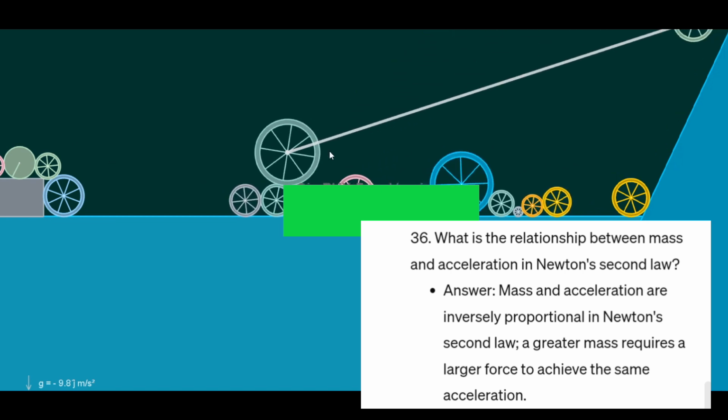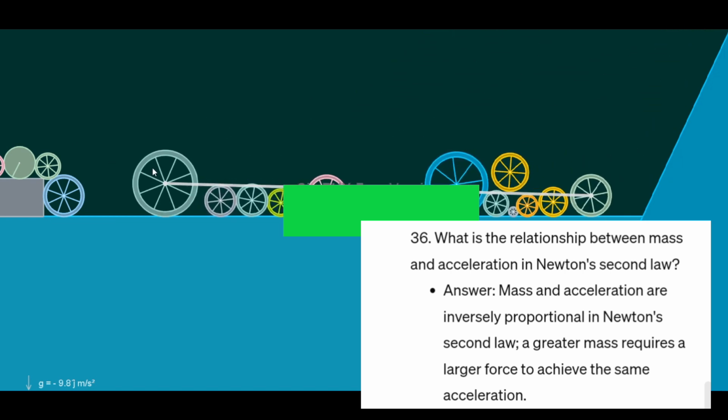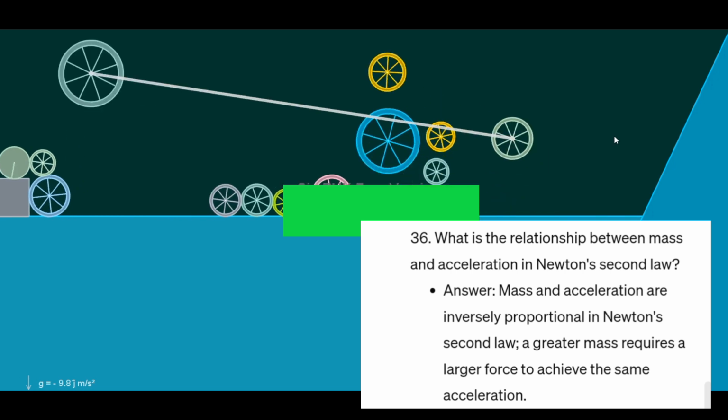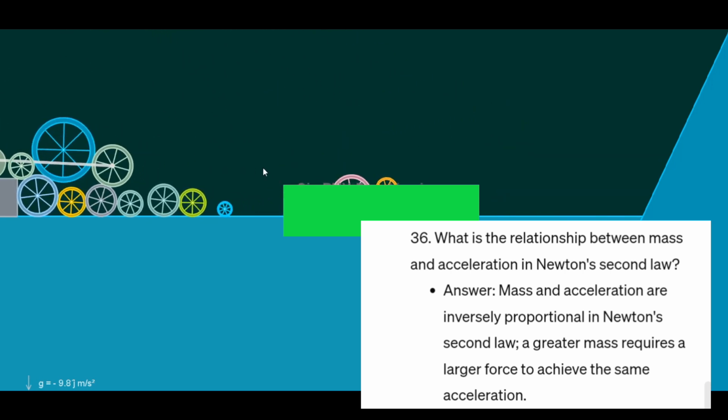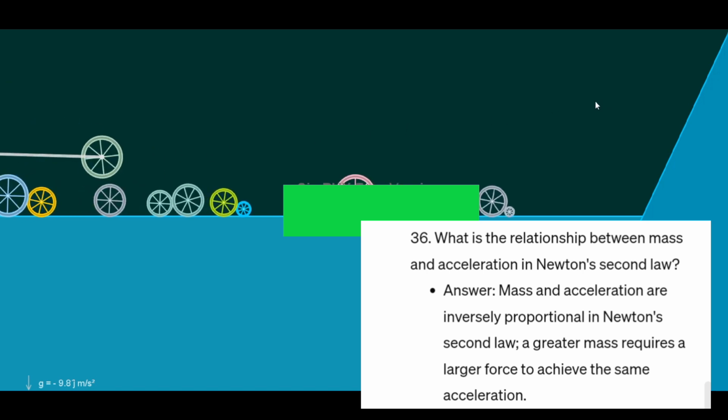What is the relationship between mass and acceleration in Newton's second law? Answer: mass and acceleration are inversely proportional in Newton's second law. A greater mass requires a larger force to achieve the same acceleration.